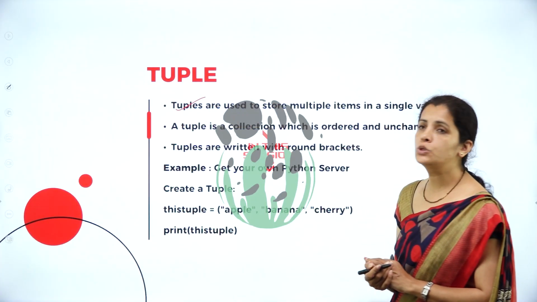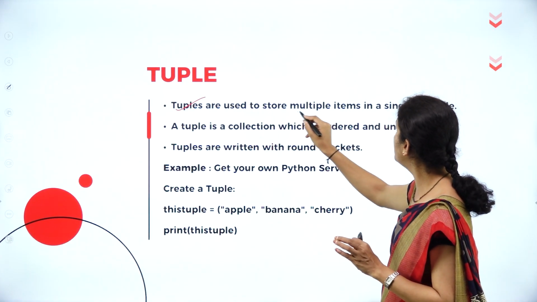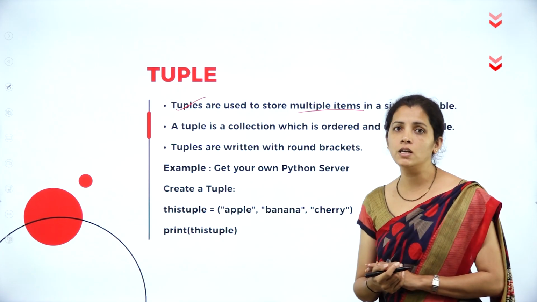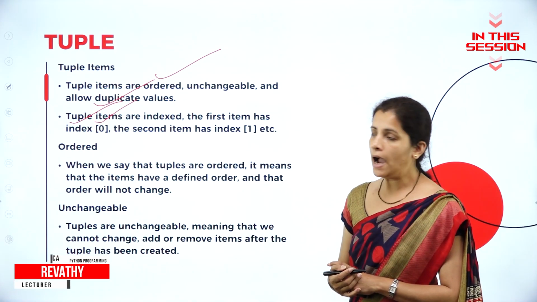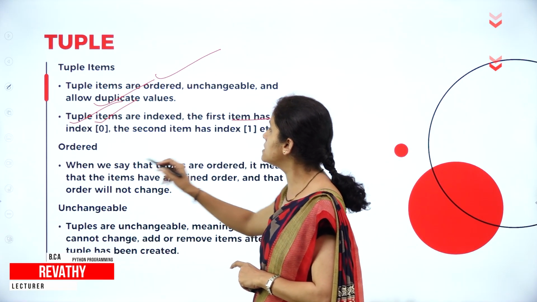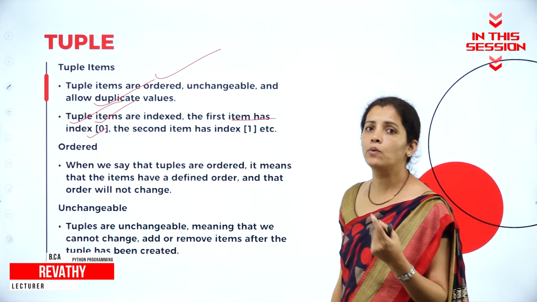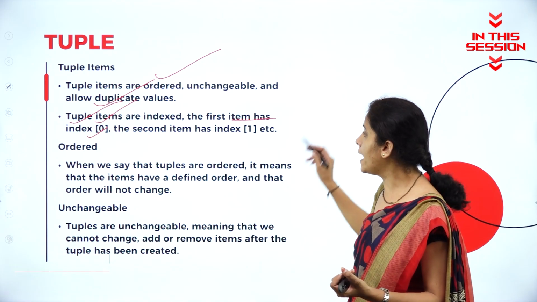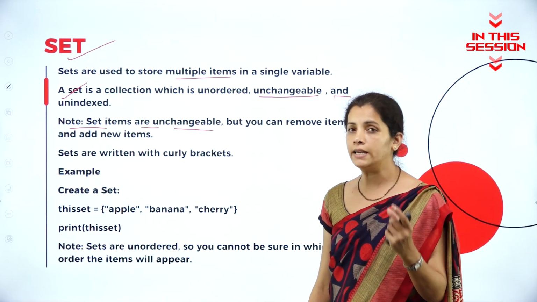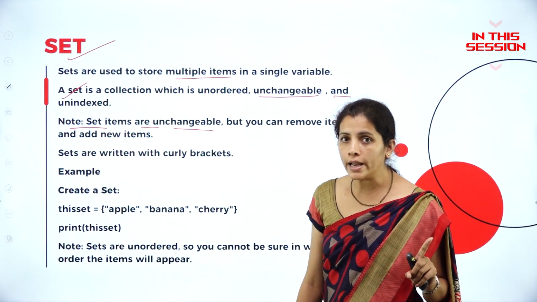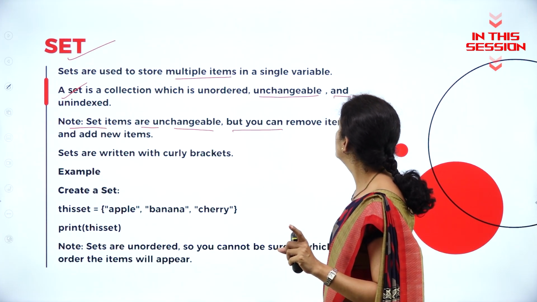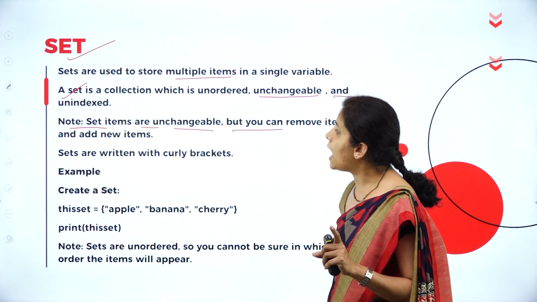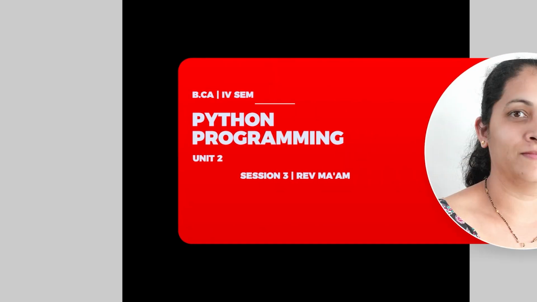Tuples are used to store multiple items in a single variable. Tuple items are indexed and the first item has the index 0, then 1, then 2 and n minus 1. Once the set is created, we are not able to change the item, but we can remove it and add new item.